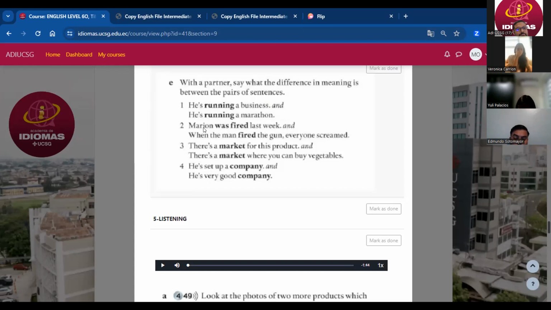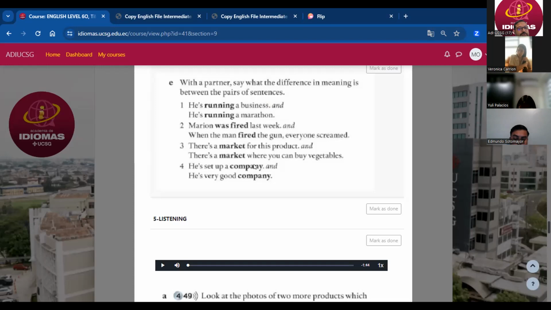Also, in number 2, Marion was fired last week. When the man fired the gun, everyone screamed. Fired is disparar, like the verb fire. But also we use it in business to say despedir. So Marion was fired, Marion fue despedida.